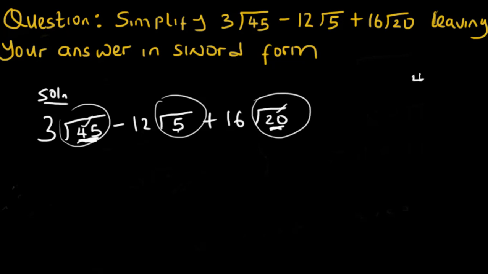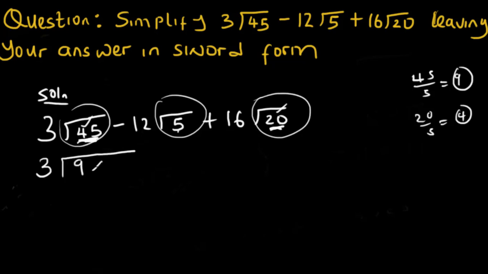Now let me show you what I mean. If I do 45 divided by 5, that will give me 9. And remember, 9 is a perfect square. If I do 20 divided by 5, that will give me 4. 4 is a perfect square. So they kind of made it simple for us. Do you understand? So we'll be having 3 root 9 times 5 minus 12 root 5. Now this is already a prime number, so we cannot divide it further.